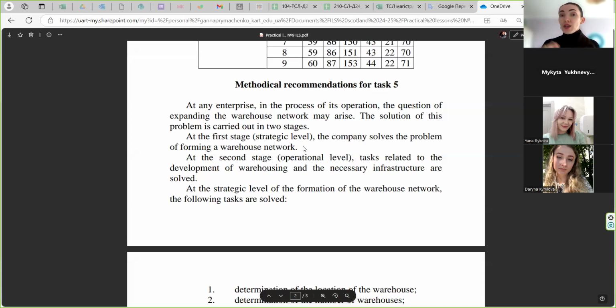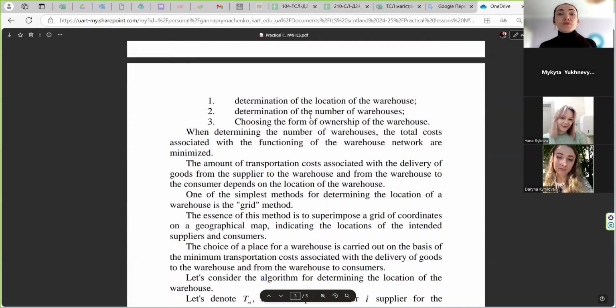At the second stage, it is already the operational level. Tasks related to the development of warehouses and the necessary infrastructure are solved. So there are different types and different strategies. At the strategic level of the formation of the warehouse network, the following tasks are solved, and we can see what the steps are.